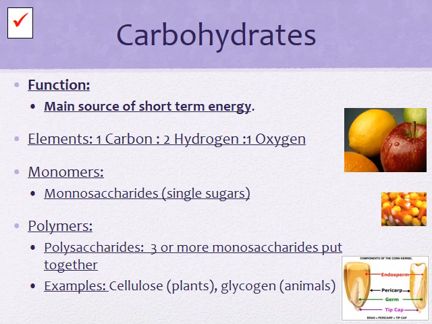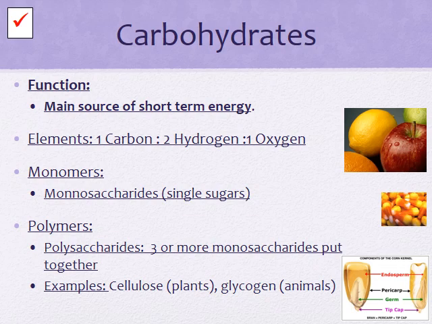The first major carbon compound we're going to discuss is carbohydrates. Carbohydrates' main function is to store short-term energy. The elements found in carbohydrates are carbon, hydrogen, and oxygen, often in a ratio of 1 carbon to every 2 hydrogen and 1 oxygen. Now the monomers, or building blocks, of carbohydrates are called monosaccharides. Mono meaning one, saccharide meaning sugar.